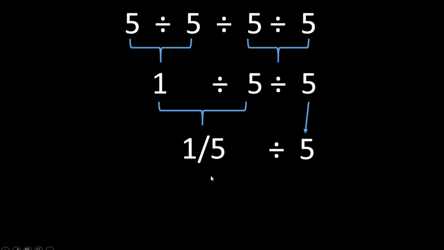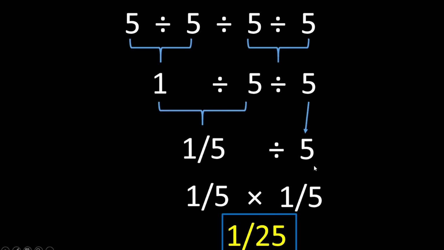Step 3. The final step. 1/5 divided by 5 is the same as 1/5 times 1/5. This equals 1/25. So, the correct answer is not 1, but 1/25.